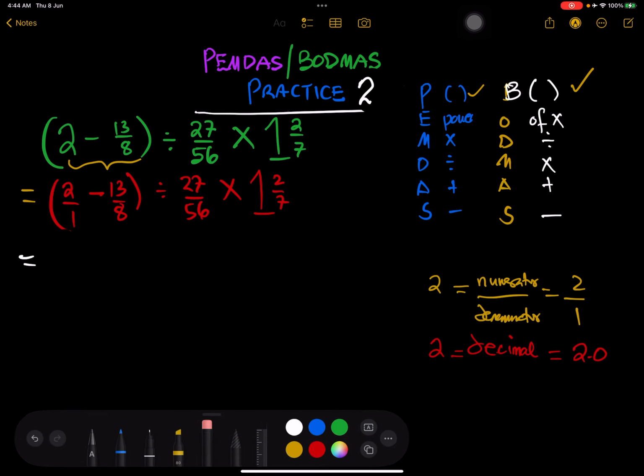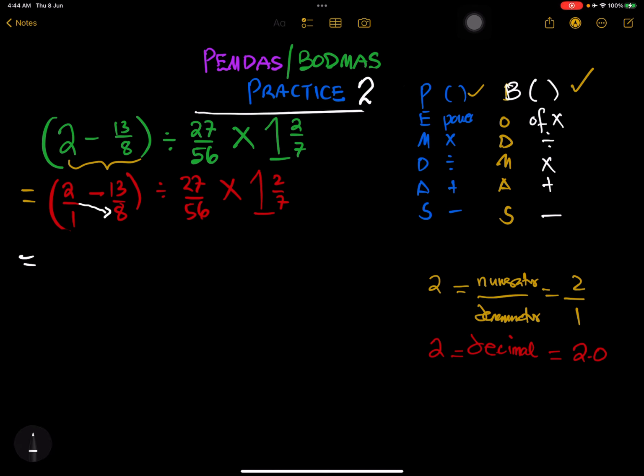So what we're going to do together is multiply this by that, and we're going to get 2 times 8. And then remember to bring the negative sign, the minus sign. We're also going to multiply 1 by 13, and you're going to get 1 times 13. And we're going to divide everything by 1 times 8, like this.